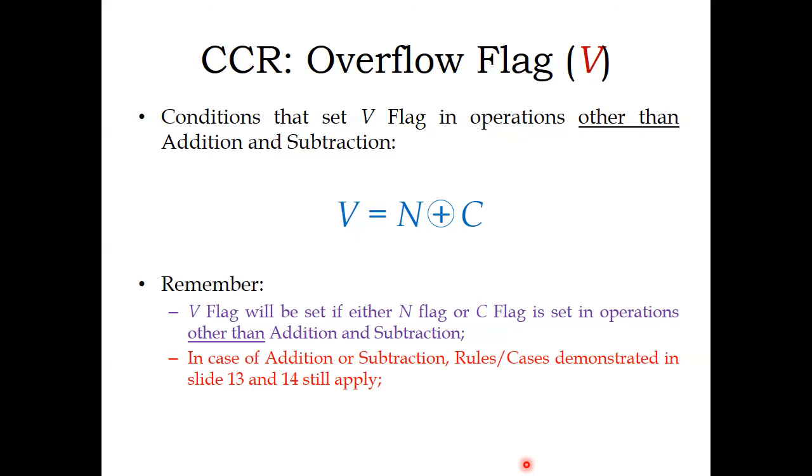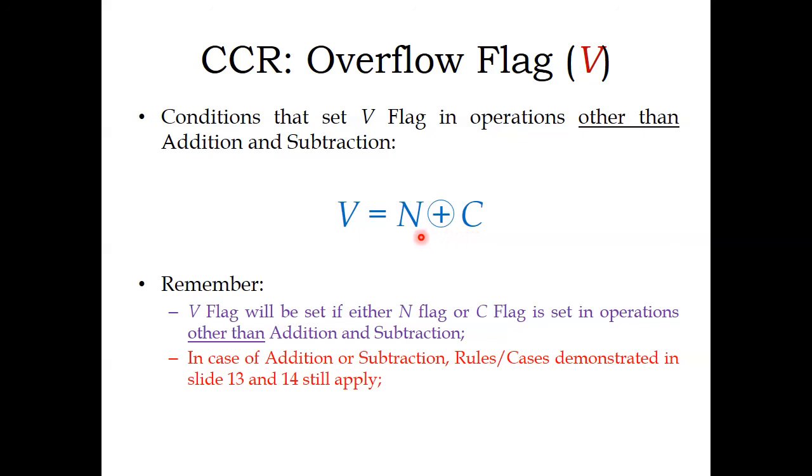If you're doing something else other than addition and subtraction, then the V flag is set by this formula. The V flag depends on the N flag and C flag, which means you actually have to calculate the N flag and C flag first. The N flag is the negative flag; it sets when the number is negative. The C flag sets when you have a carry at the end in case of addition, or when you have to borrow a 1 from outside in case of subtraction.